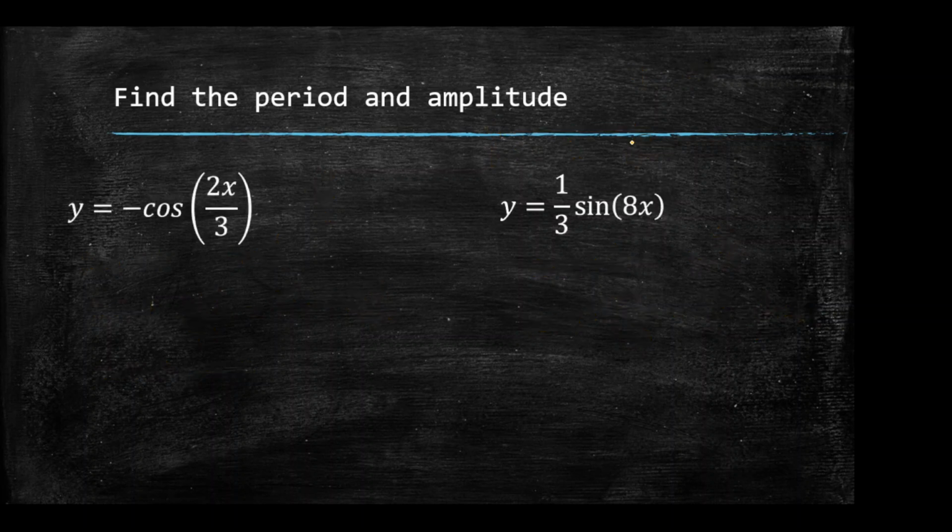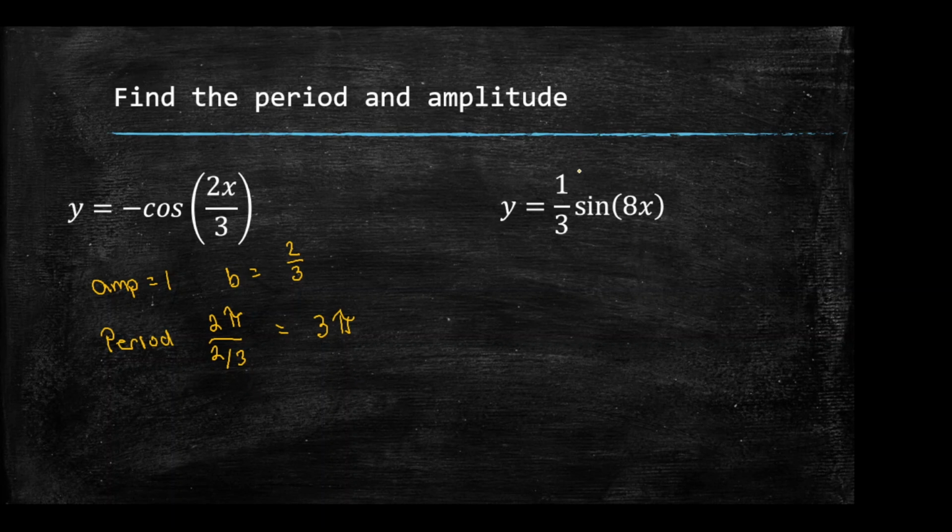Let's try a couple more examples in here. So period and amplitude again. I have no A here. It's just a -1, so my amplitude is 1. Yes, it is reflected across the x-axis. My B value is 2 over 3, so my period is 2 pi divided by 2 over 3. Again, I'm just going to flip this. The 2's cancel, so it's 3 times pi, which is 3 pi.